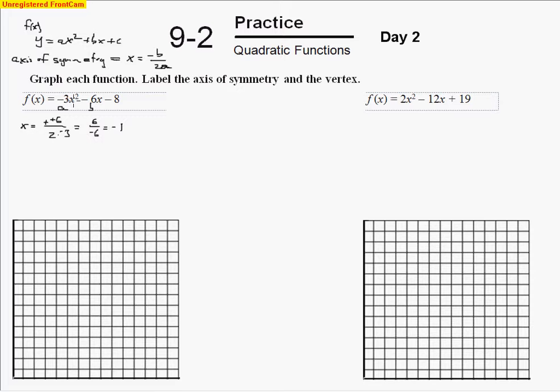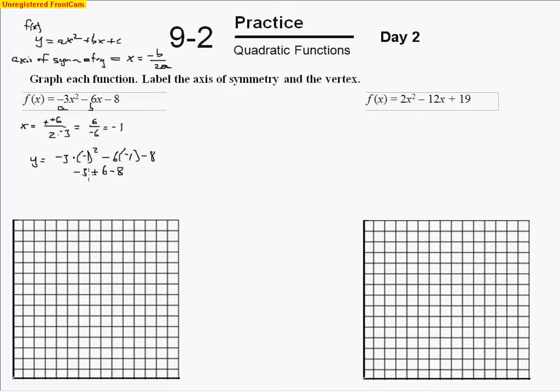Let's substitute it back in to find the y component. It's going to be negative 3 times negative 1 squared, minus 6 times negative 1, minus 8. When we do the work, we end up with negative 3, and then the two negative signs cancel, so we end up with positive 6. That's what we'll see when we're coming up with the vertex.